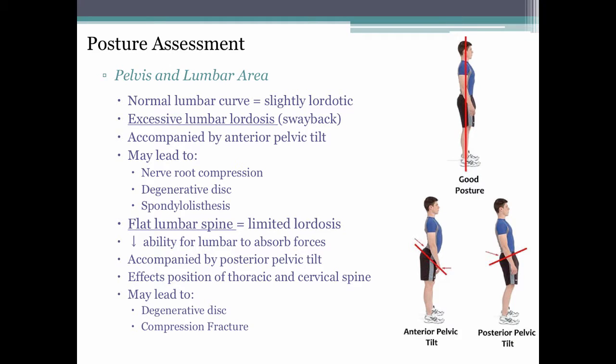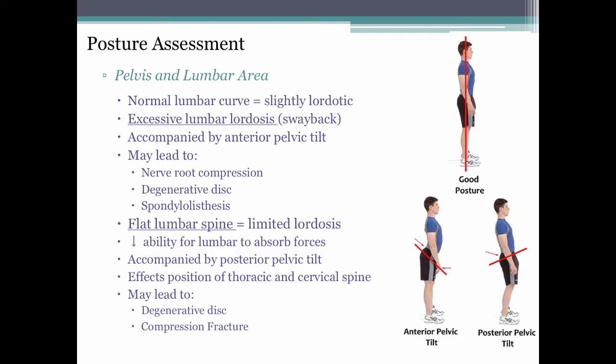So looking at the lumbar area and the pelvis, again, you should have a lordosis at your lumbar spine. If you're sway backed or you have an anterior pelvic tilt, you have excess lordosis. You can cause degenerative disc disease, as it's going to wear those discs more quickly than with proper spinal alignment. You could get nerve root compression, especially in adolescent males.